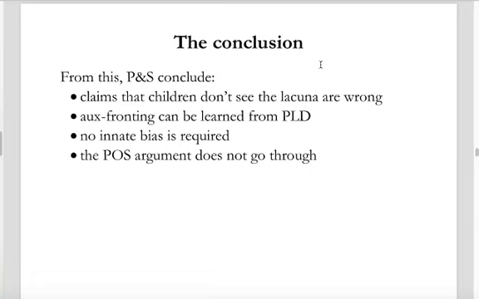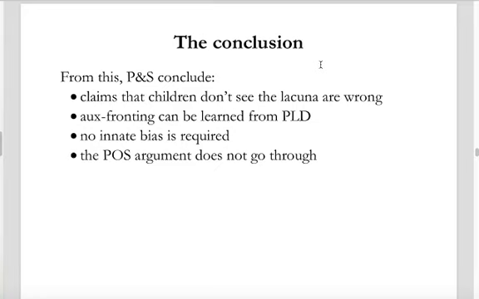And claims that children don't see these crucial sentences, that they're not exposed to the sentences in the lacuna, are just wrong. Those claims are empirical claims that are empirically wrong. Therefore, auxiliary fronting can be learned from primary linguistic data. No innate bias is required to learn this. And the poverty of the stimulus argument, this thing that's been celebrated since at least the mid 1960s from Chomsky's work, doesn't actually go through even for its most famous case, which is this auxiliary fronting case. It just doesn't work, right?